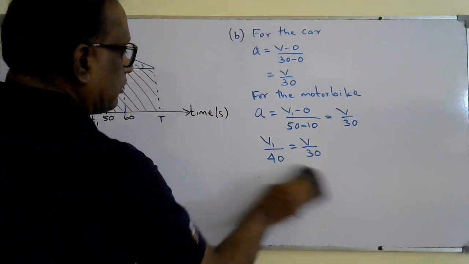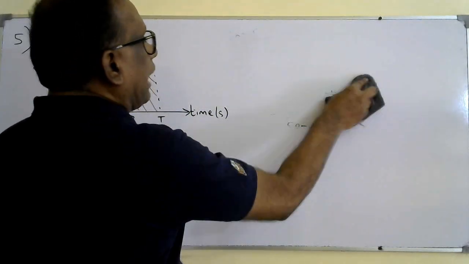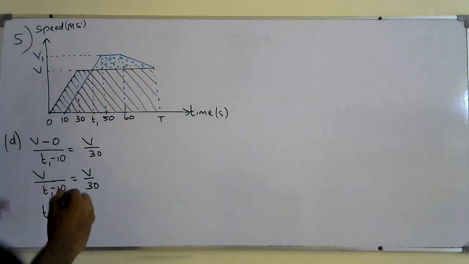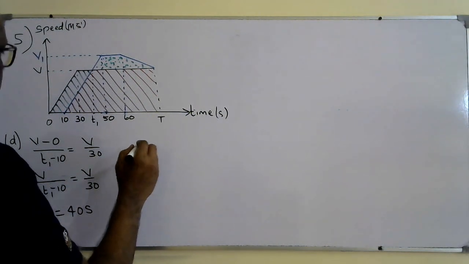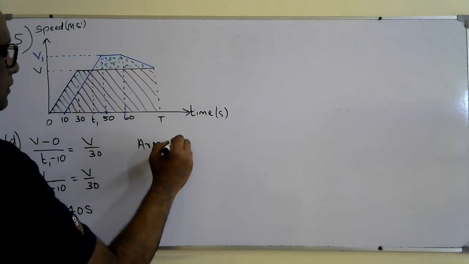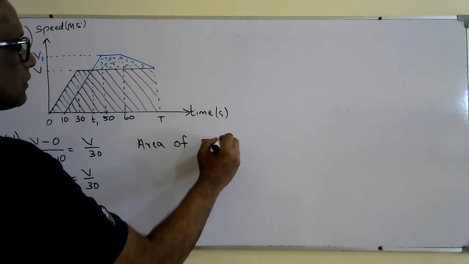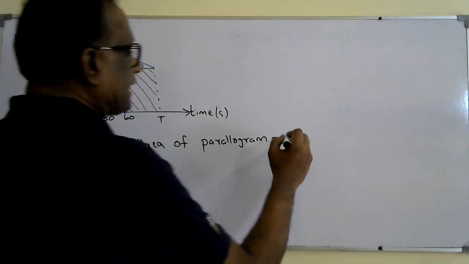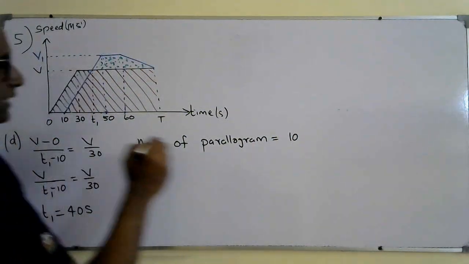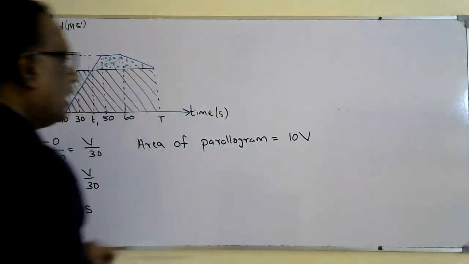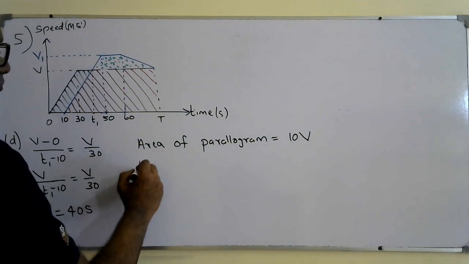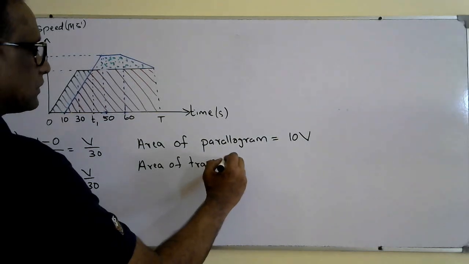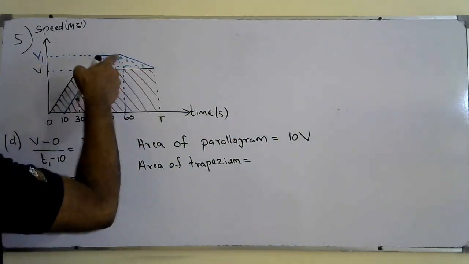So I'm going to find the area of the parallelogram. I'm going to equate the area of the parallelogram and the area of this trapezium, right? So area of the parallelogram, that is base 10, this length 10, into vertical height V, 10V. Area of this trapezium, the upper trapezium, the small trapezium, because I want to equate both.